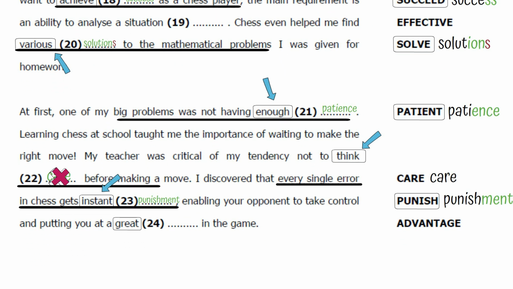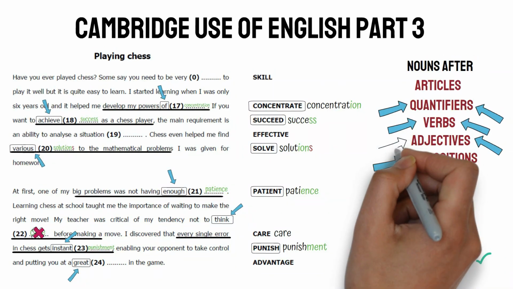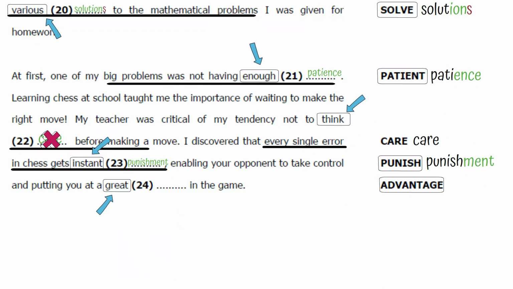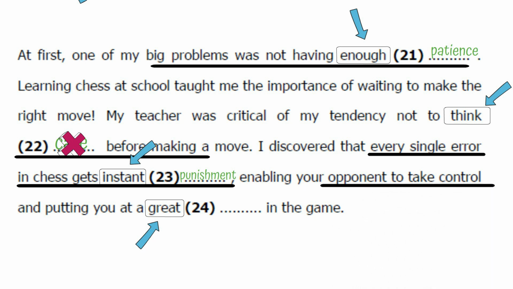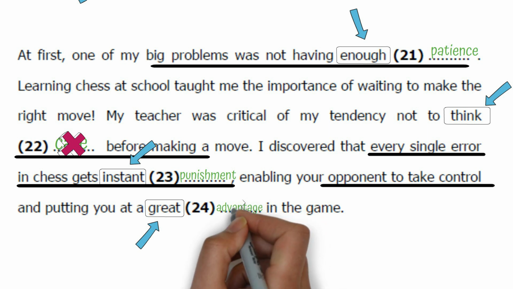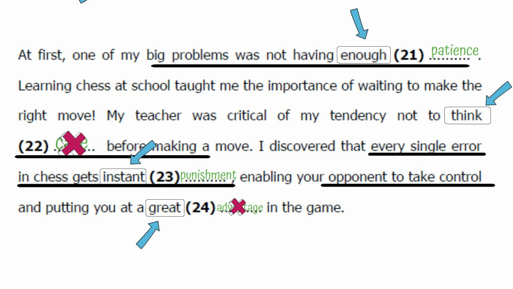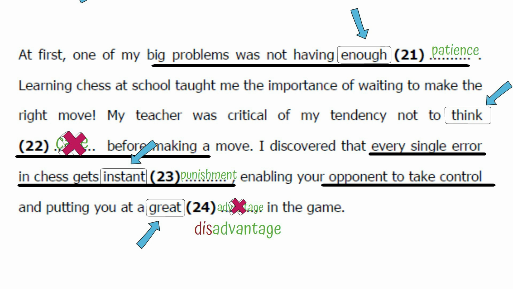Number 24. Great is an adjective, so we already know that we can use nouns after adjectives. Advantage is already a noun. Let's check if it makes sense. If your opponent takes control in chess, is this a great advantage? No, it isn't. This does not make sense. However, the correct answer is a noun, but it's the negative form of advantage. Disadvantage. If your opponent takes control in chess, it's a disadvantage.